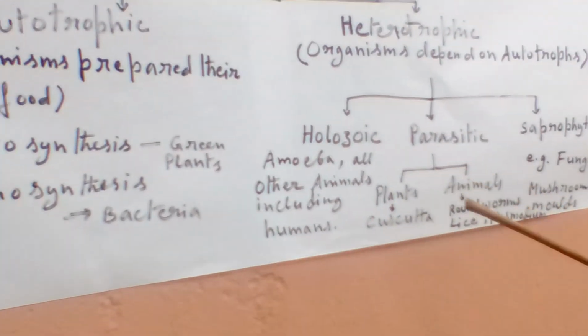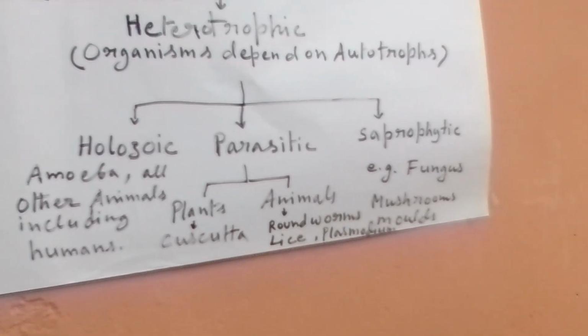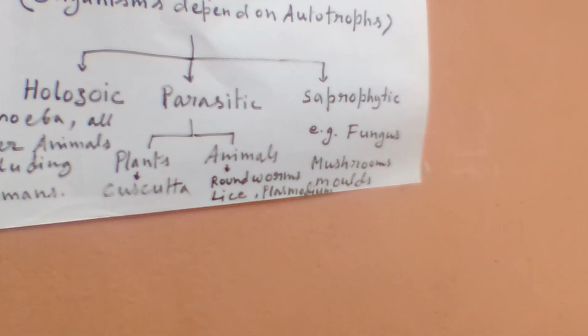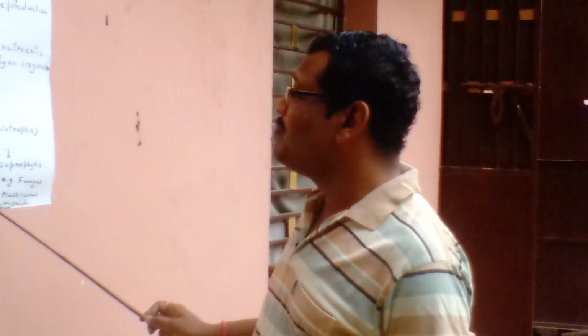Whereas for animals, there are several animals and microorganisms that live inside our body, like roundworms, lice that are present in the hair of many people, and Plasmodium, the malarial parasite. It is also a very dangerous parasite. It can cause diseases like malaria and many others. Like the coronavirus, it is also a parasite.